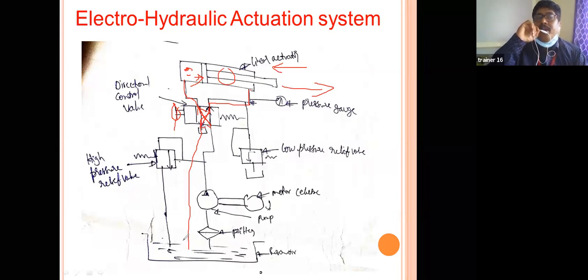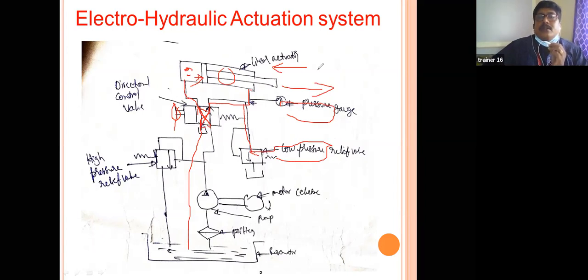Again, I'm repeating the working of this hydraulic actuation system, all of you see here. The pressure gauge is arranged here, so we can check how much pressure of oil is being sent into the linear actuator, the cylinder piston arrangement. And here we are arranging a low pressure relief valve. If the pressure falls, it protects, so the correct pressurized fluid is sent into the system.